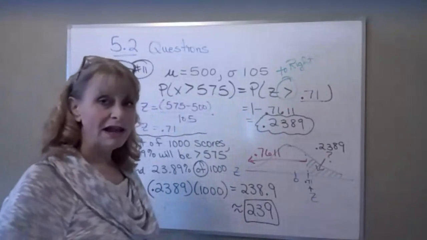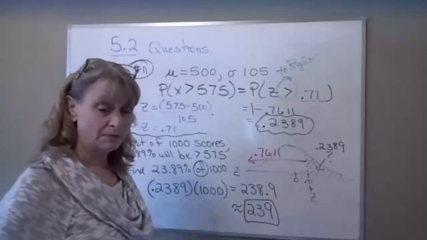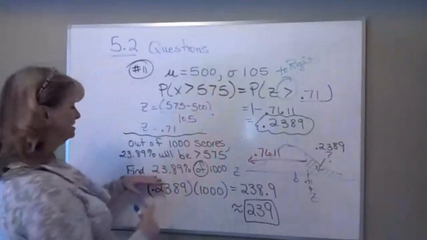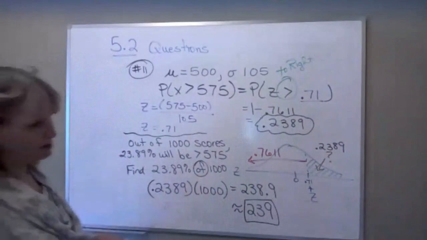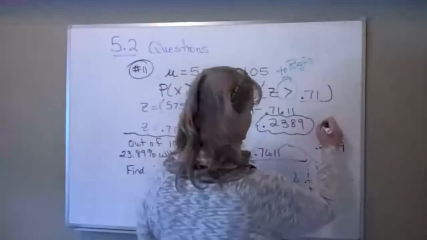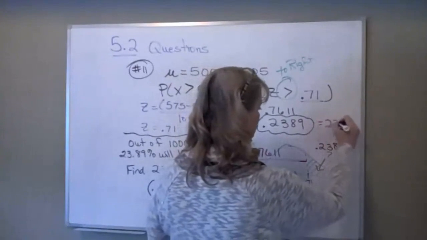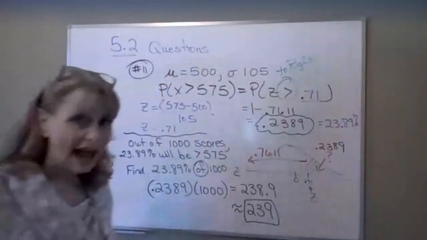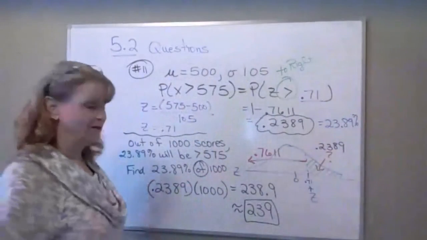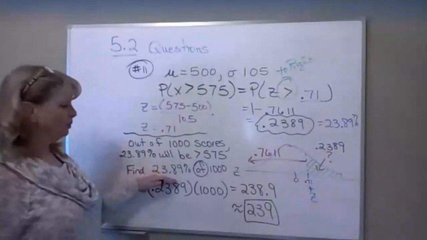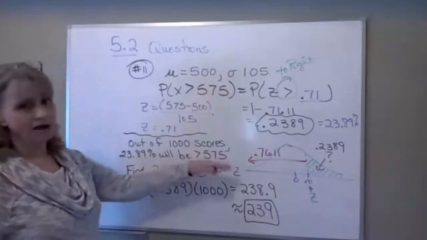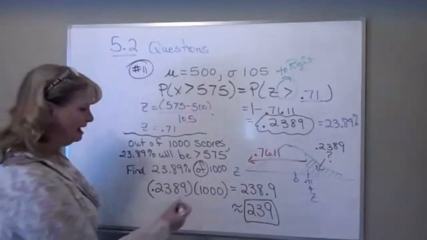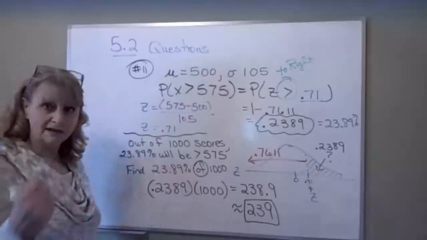575. So now if I want to know how many would I expect to be bigger than 575 out of 1,000, I need to find that percentage. So remember, 0.2389 is the same thing as 23.89%. They didn't ask me what percent. They said how many out of the 1,000. So I had to figure out 23.89% of 1,000. Which means to multiply the decimal times 1,000, and that moves the decimal point over 3 places, and then we rounded.